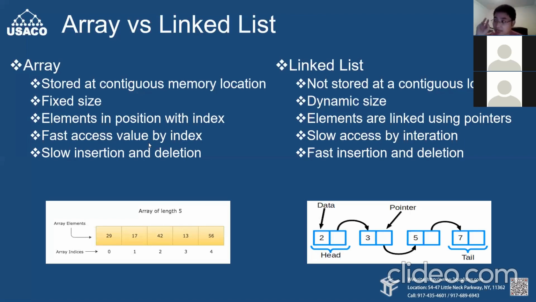Relatively, linked list is a slow access because why? We have to find from the head who is my next, who is my next, who is my next, and find out whatever value we're looking for. So array is fast access, linked list is slow access. And also the last item, slow insertion and deletion.